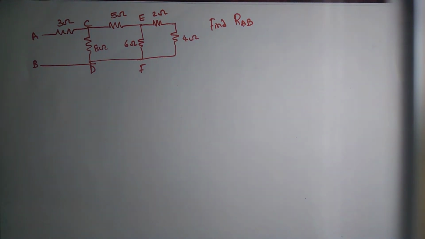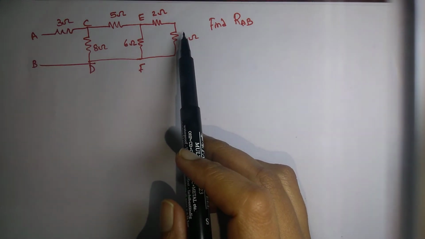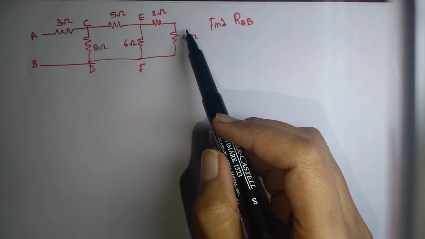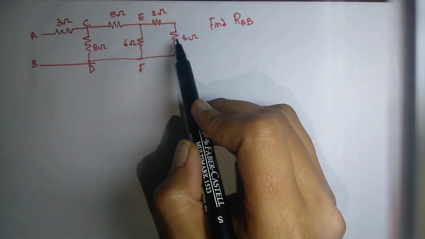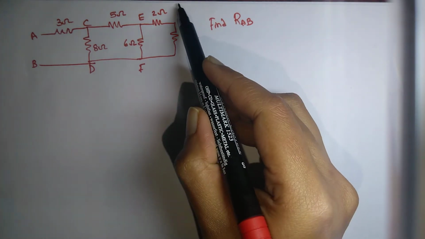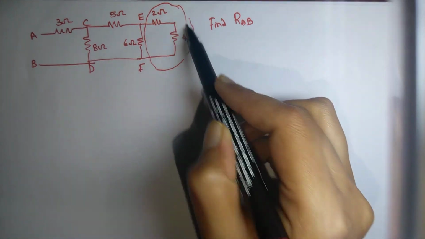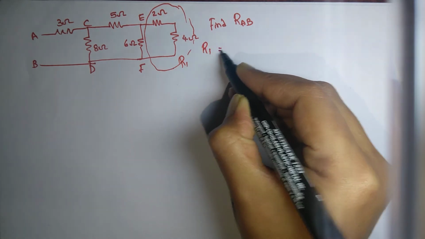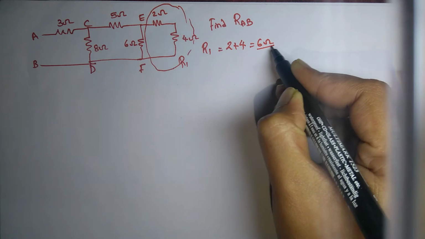So what we have to do is, first we have to start from the furthest side. So this is the furthest side. So I will try to solve from this side. If I am looking from this side, then I can see 4 and 2 ohms are in series, isn't it? This 4 and 2 are in series. So I will replace it with a single resistance R1. So what will be the value of my resistance R1? R1 is equal to 2 plus 4 is equal to 6 ohm.